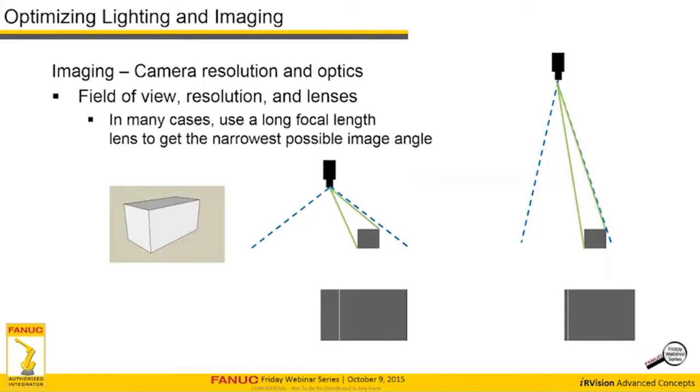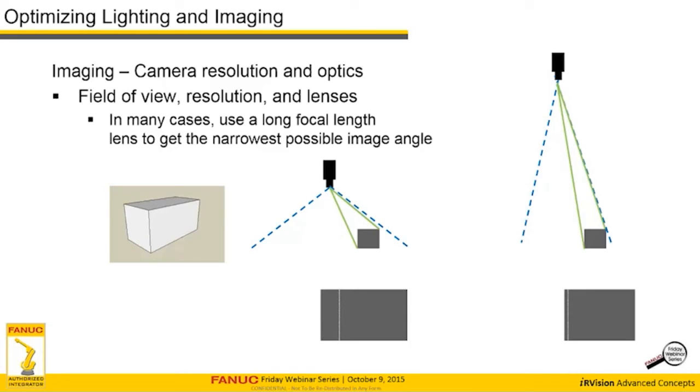One final hint when it comes to imaging with respect to camera resolution, lenses, optics, and so on. In many cases, particularly for this type of application where high precision is required, or any application where we need high precision out of iRVision, I recommend that you use the longest focal length lens possible to get the narrowest possible image angle. Why?